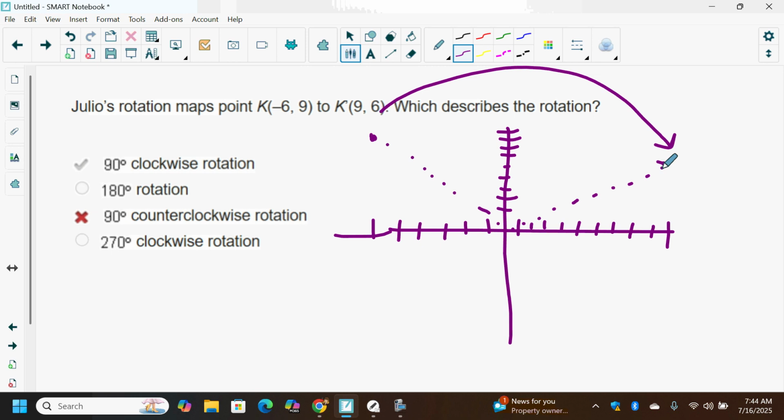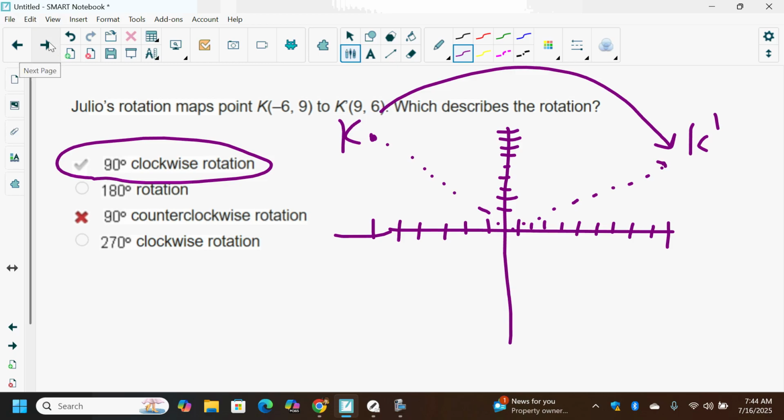But it's a clockwise rotation because it's going from this is K and this is K prime. So this would be the correct answer. This is going the direction of a clock.